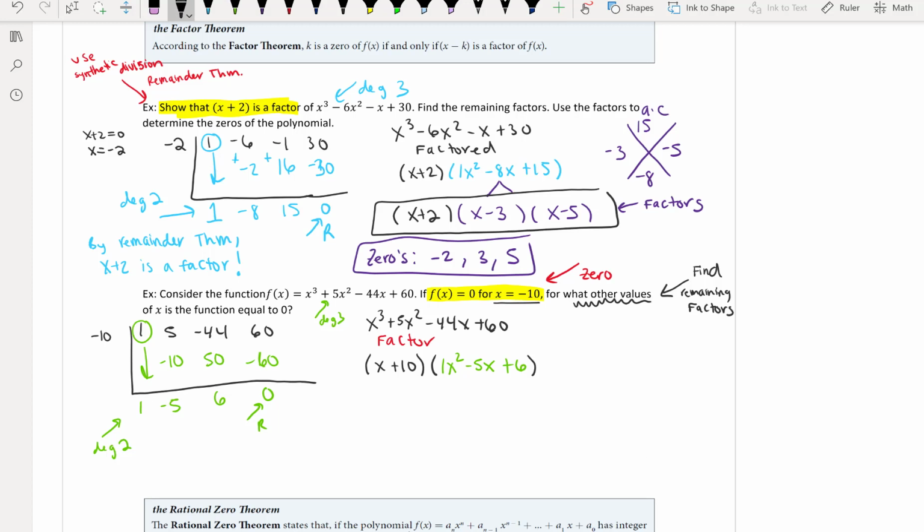And again, I can go ahead and factor that a little bit more. I can do the AC method if that's what you like. I know that a times c is 6. My b value is -5. So that would be -3 and -2. So I would have x minus 3 and x minus 2. And I also have my x plus 10.